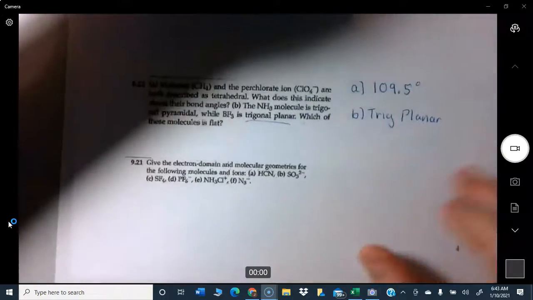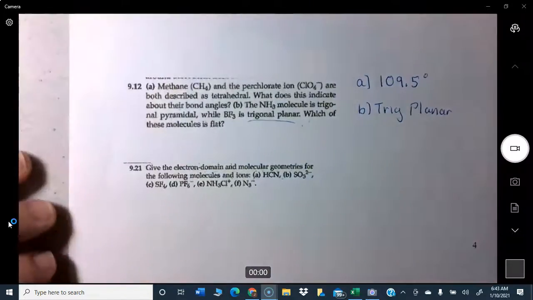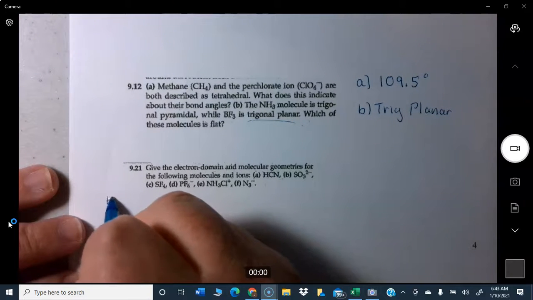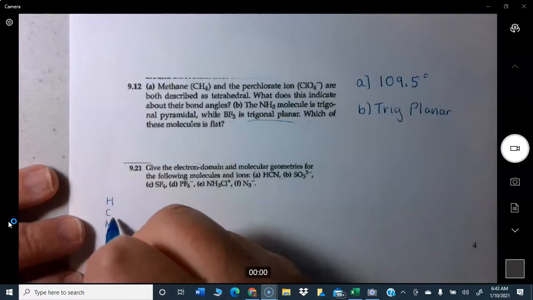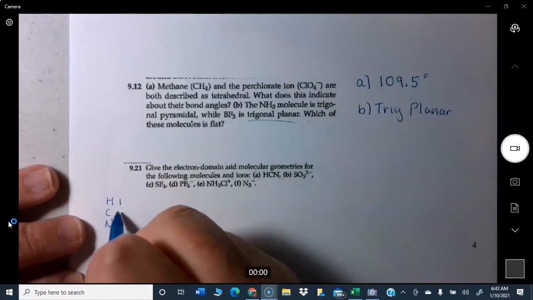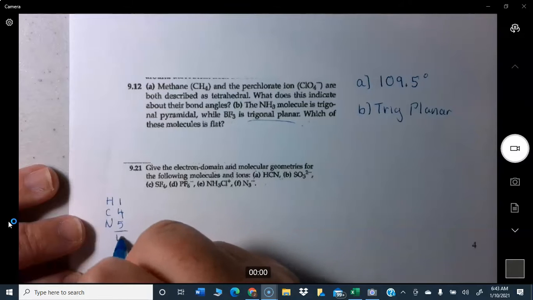You may want to do this on another piece of paper. There's space here, maybe enough. So HCN is going to look like this. You've got hydrogen, carbon, nitrogen, and there's 1 of each. So this one's got 1 valence electron, this one's got 4, and this one's got 5. That's a total of 10.